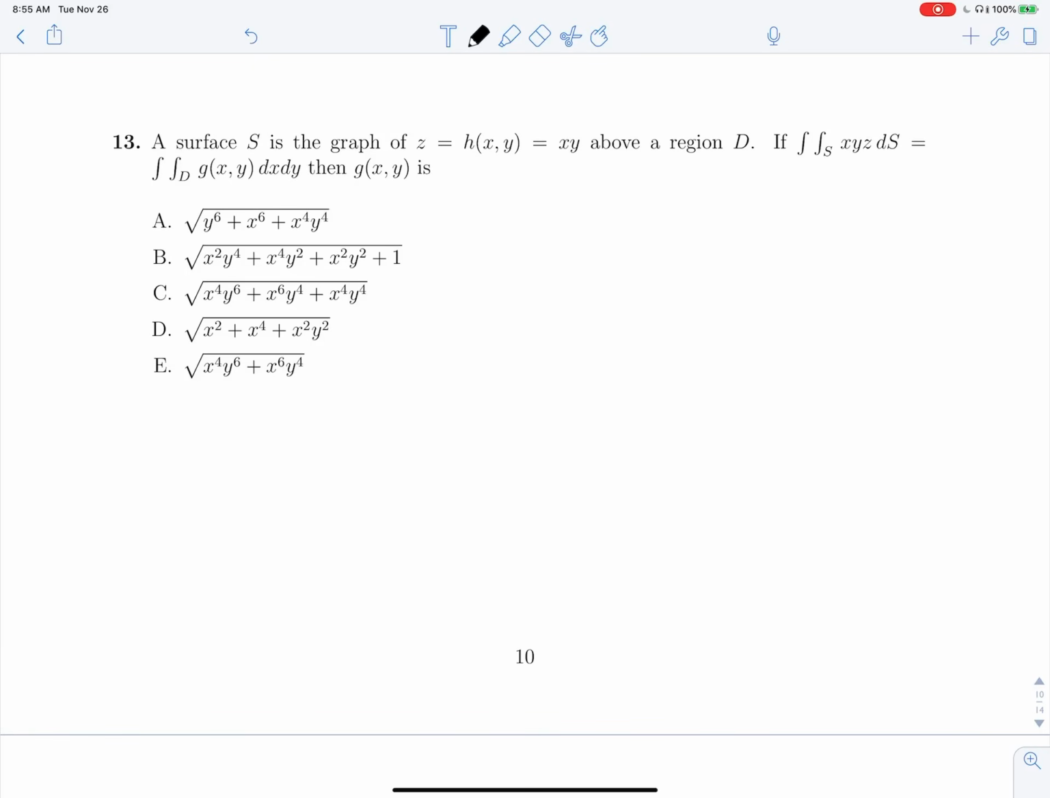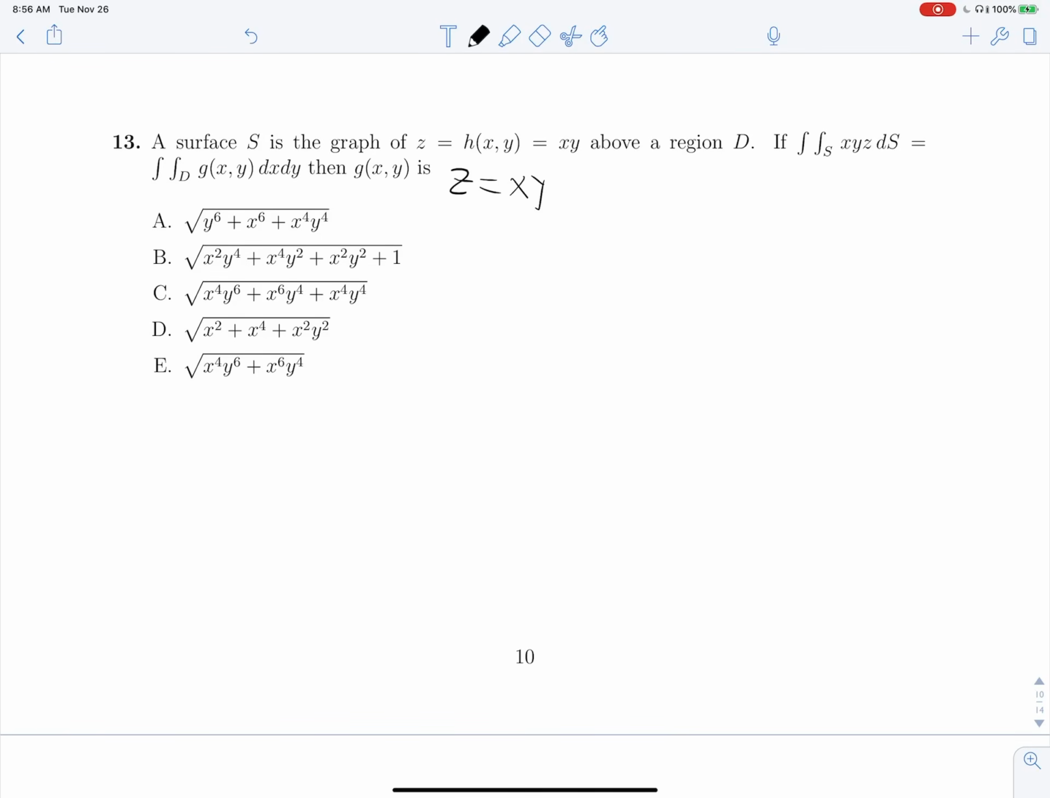Okay, a surface S is the graph of z equals xy above the region D, and they tell us that if the surface integral of xyz dS is a double integral of g(x, y) dx dy, then they want to know what g(x, y) is. So essentially, all they're saying is turn this into a rectangular integral and tell us some things about it.